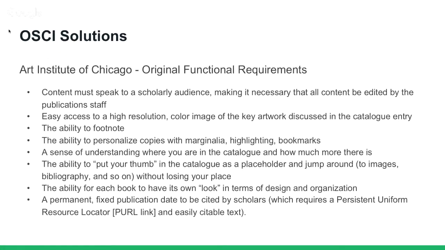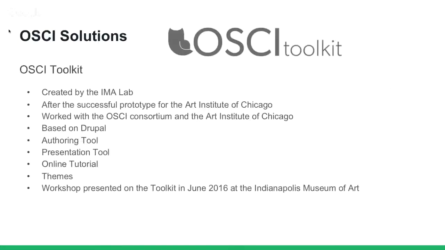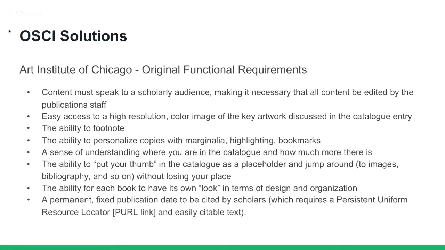So the Art Institute of Chicago, and I think I'm missing a slide, there was a consortium created to take this a step forward and create a solution to online scholarly cataloging. And the Art Institute of Chicago was one of those partners, and this is a list of what they were looking to do for the new version of an online toolkit.